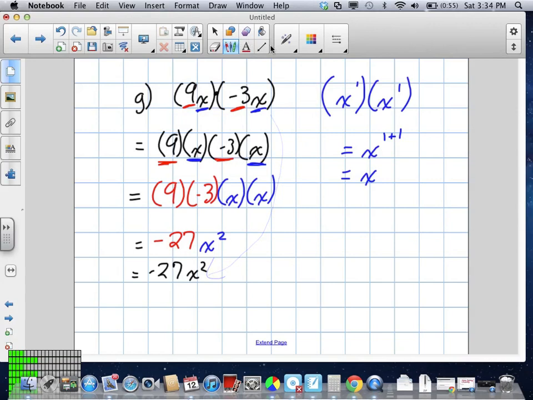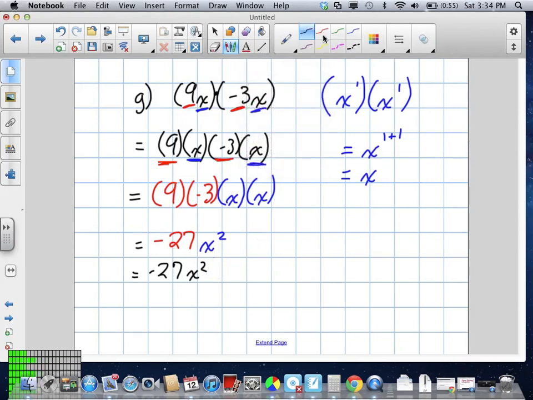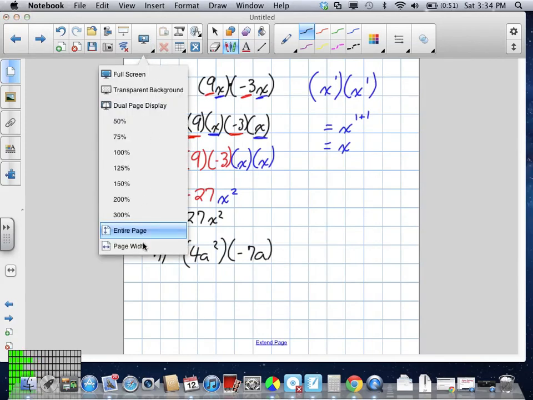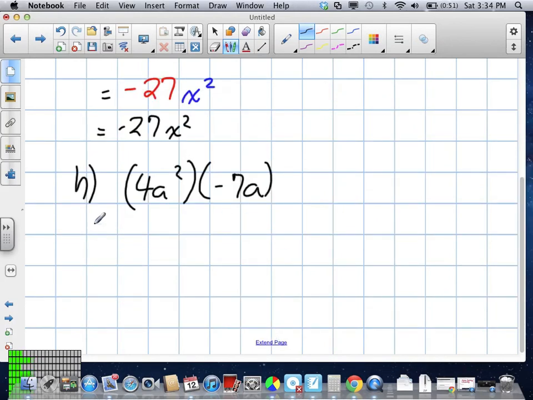So let's talk about question G. Or not G, sorry, H. Question H says 4a squared multiplied by negative 7. Oh, it's supposed to be 3. How am I guessing? Yes. No, you're 100% right. So walk me through this. Tell me how I complete this question. You make it so confusing.